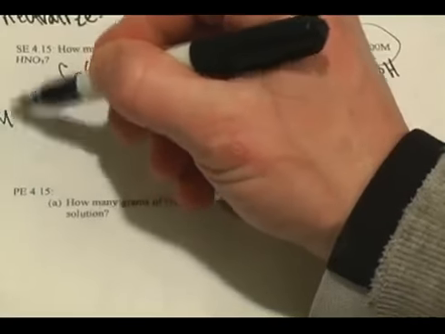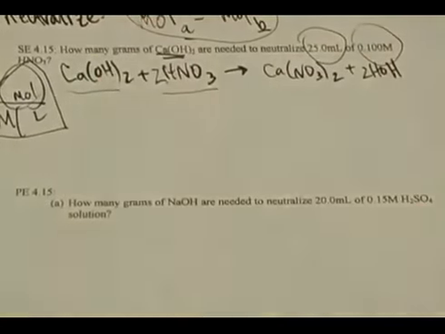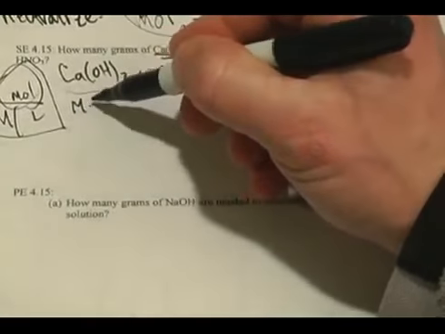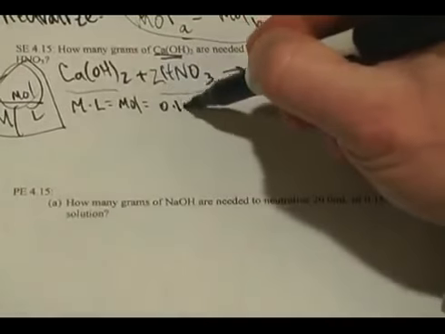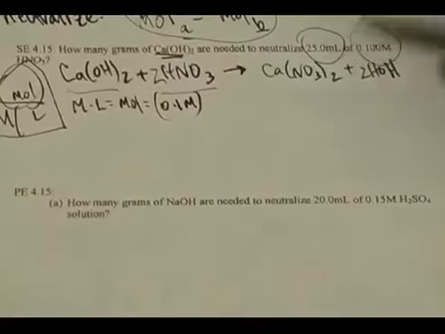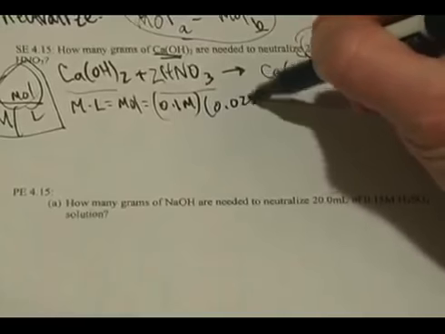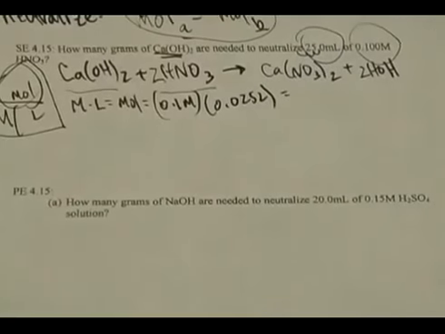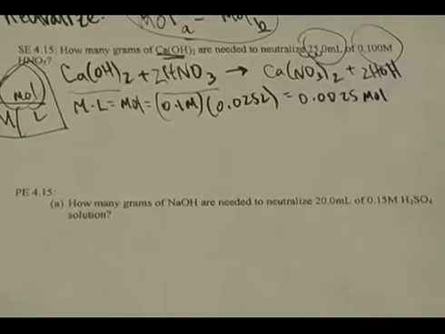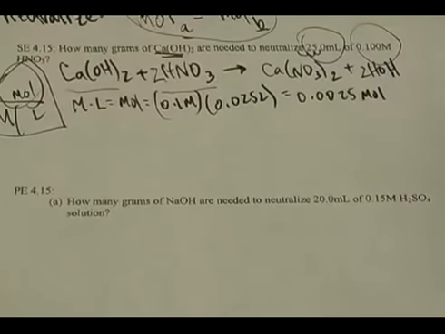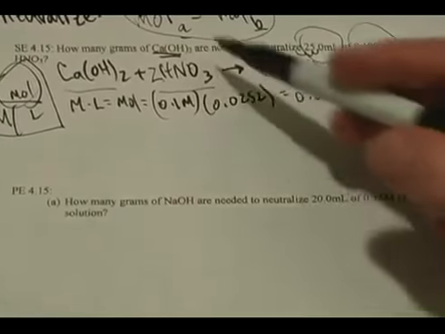So molarity is equal to moles divided by liters. And if we want to find moles, remember, we just take molarity times liters. Molarity times liters is equal to moles. Our molarity is 0.1, and our liters are 25 milliliters, so 3 to the left, 1, 2, 3, 0.025 liters. So 0.1 times 0.025 is 0.0025 moles. That's how many moles of HNO3 that we have.